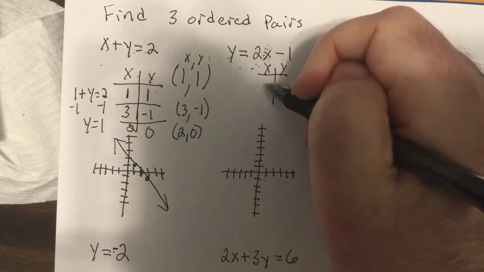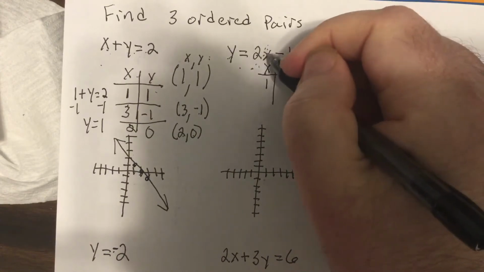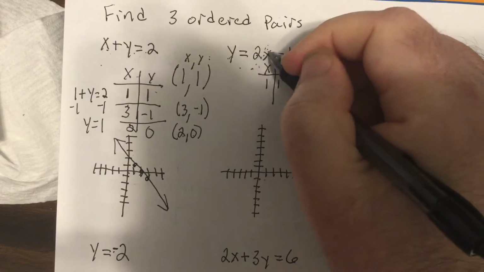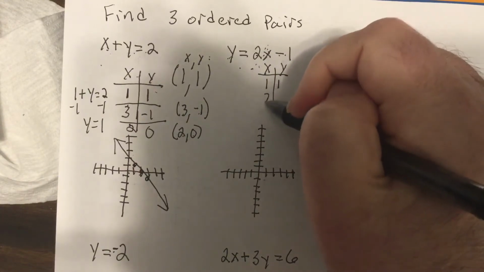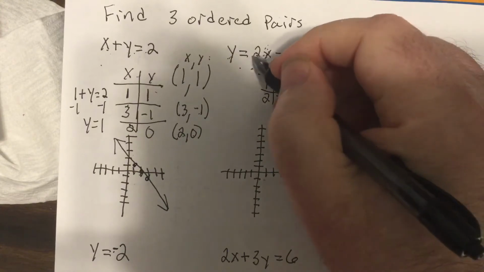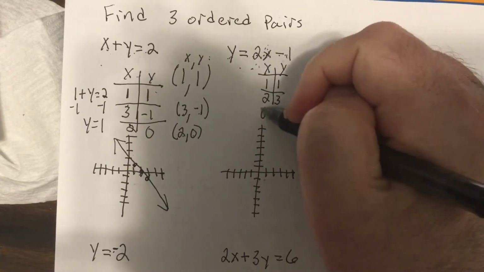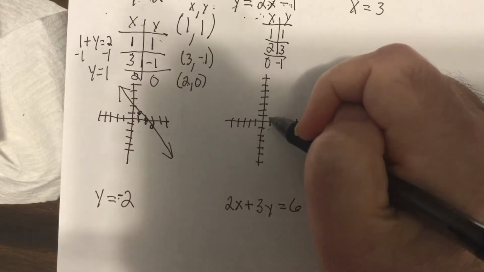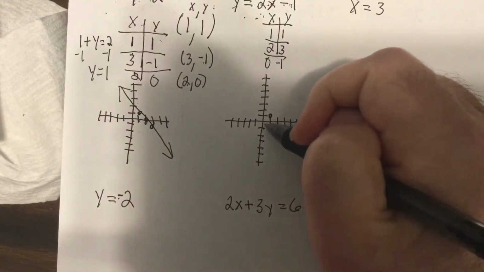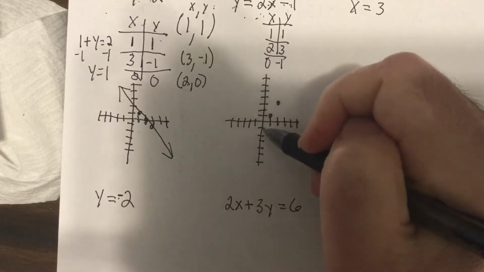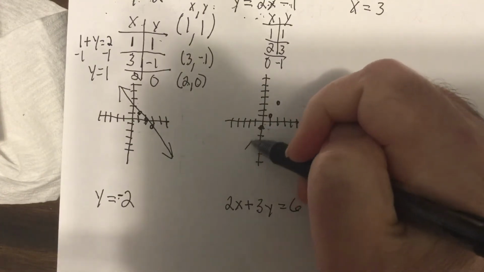It's quick. Put 1 in. 2 times 1 is 2, minus 1 is 1. Put in 2. 2 times 2 is 4. 4 minus 1 is 3. Put in 0. 0 minus 1 is negative 1. So again, you go 1, 1, 2, 3, and 0, negative 1.